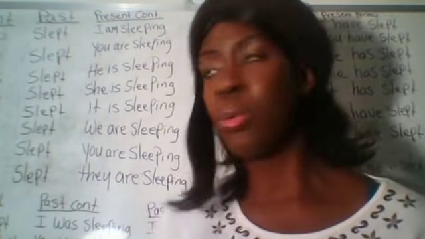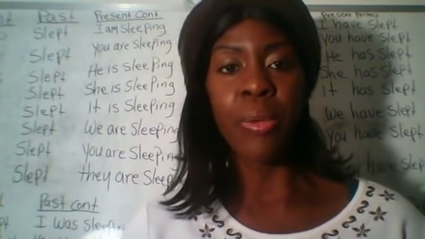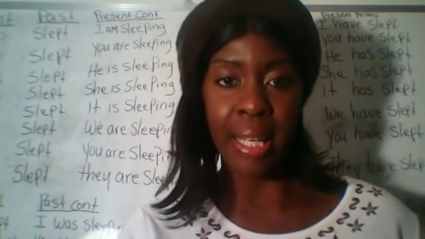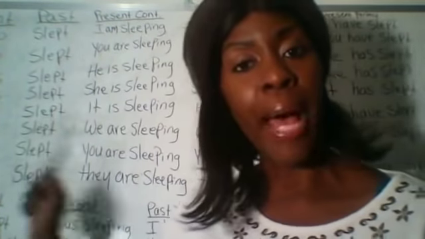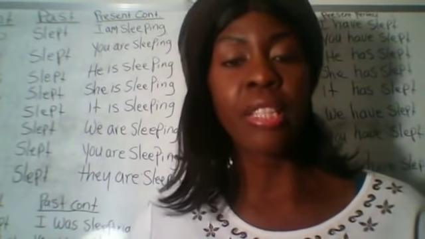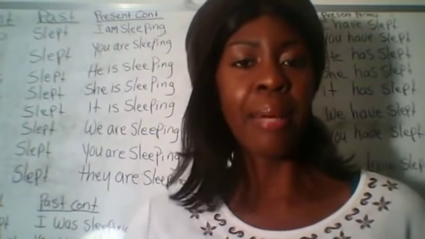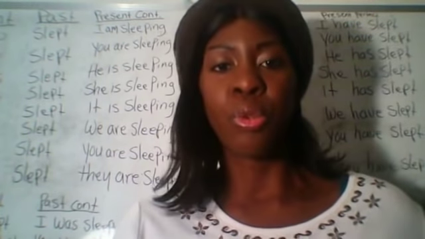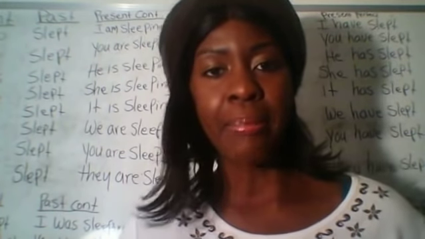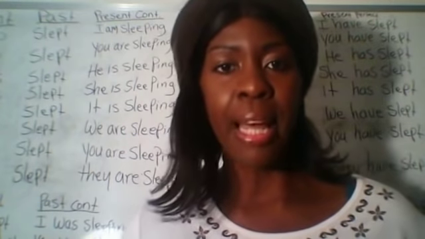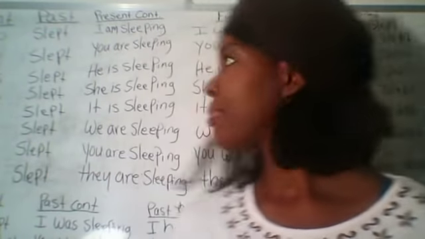Okay? When you do it in the present, they tell you to keep it simple. The only thing you have to do is add an S when you get to third person singular, which is he, she, and it. Okay? Now, when you are doing it in the past, the word changes. It's no longer sleep. It's slept now, okay? Everything stays the same, except you change it from sleep to slept, which is I slept, you slept, he slept, she slept, it slept, we slept, you slept, and they slept, okay?